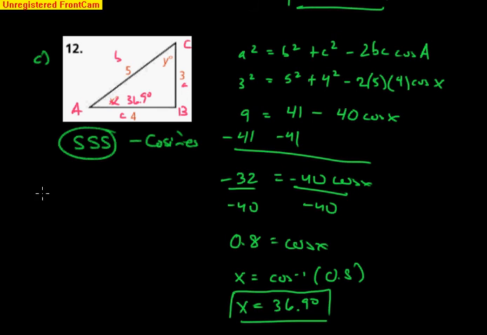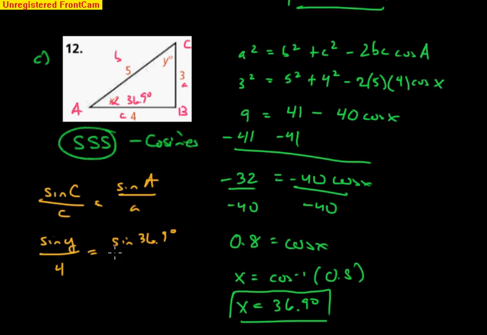Now I want to find y. So that's c. So I'm going to use c's. Sine of c over c equals. And now I need to know what I know both of. Do I know both a's? Well, I know angle a is 36.9. Side a is 3. Yes. So we're going to use the a's. So sine of c, angle c is y, sine of c over side c is 4, equals sine of a, which is sine of 36.9 degrees, over side a, which is not 4, sorry, side a is 3.